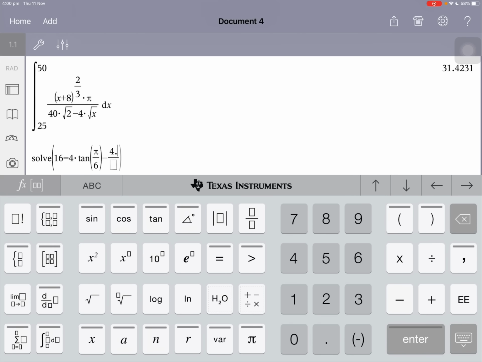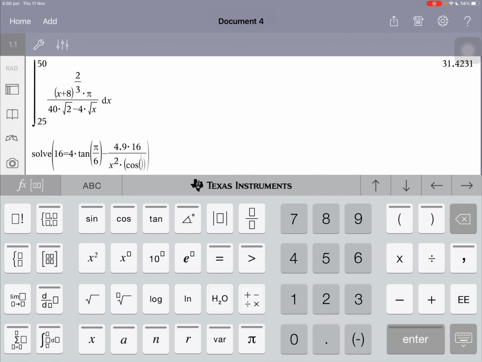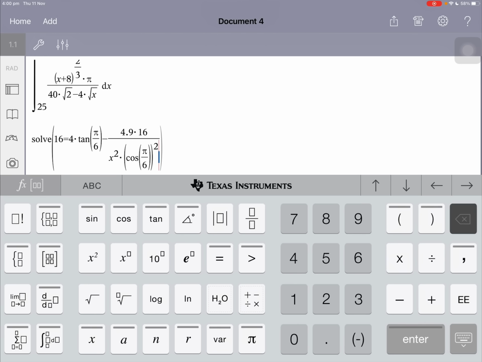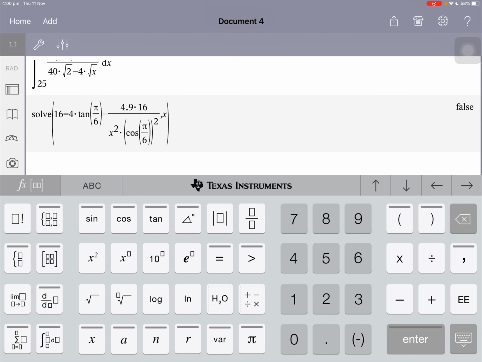Take away 4.9 times 4 squared, which is just 16, on u squared. I'm just going to call it x squared. It's easier. Times, remember it was cos 30 degrees all squared. So it was cos of pi on 6 all squared. Okay? False. What did I type incorrectly?